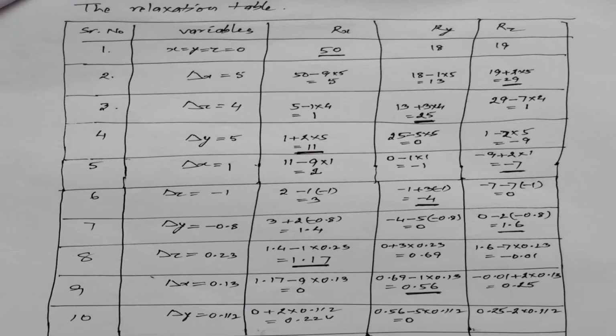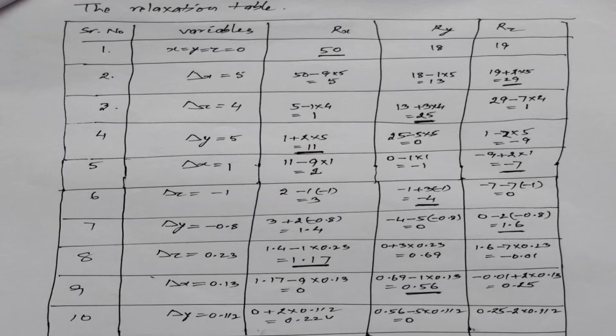So we want to take delta x equal to 5, so that in the above table Rx was minus 9. So Rx will become 50 minus 9 into 5, that is equal to 5. Correspondingly, Ry is 18 minus 1 into 5 equal to 13, and Rz is 19 plus 2 into 5 equal to 29.